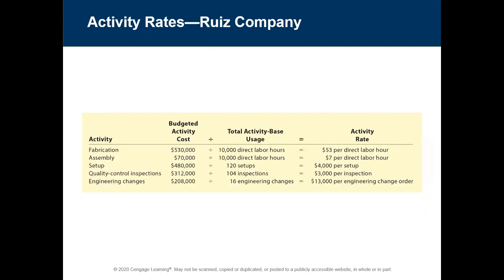I'm going to skip past this again. So here's our budgeted activity cost. Fabrication is $530,000 in cost. Divide that by 10,000 direct labor hours, $53 per direct labor hour. Assembly, 7. Setups are $4,000 per setup. Quality control inspections are $3,000 per inspection, etc.